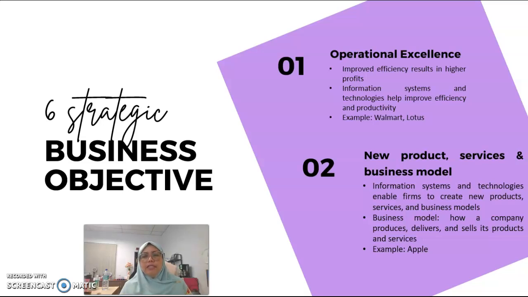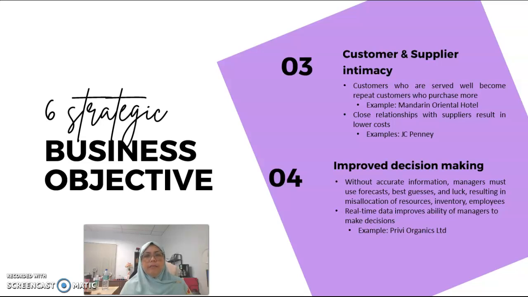Okay, number 2, we have new products, services, and business models. Information systems and technologies enable firms to create new products, services, and business models. So what is a business model? It is how the company produces, delivers, and sells products and services, such as Apple. Apple transformed the old business model, especially in music distribution. Before this, they used tapes and CDs, and they changed into an online and legal distribution model based on their own technology platform. So they started to introduce iTunes, the iPad, and the iPhone.